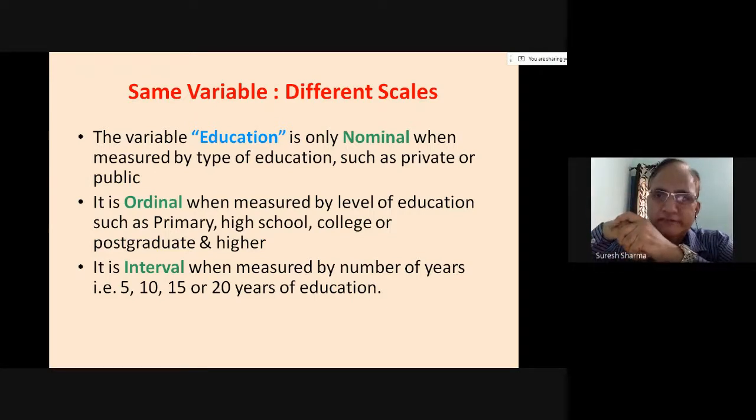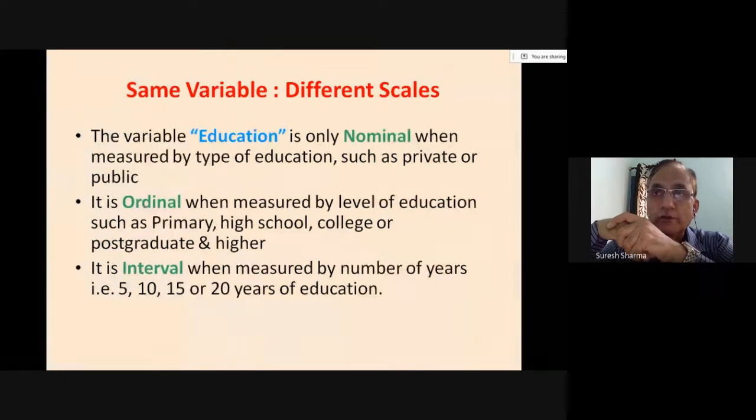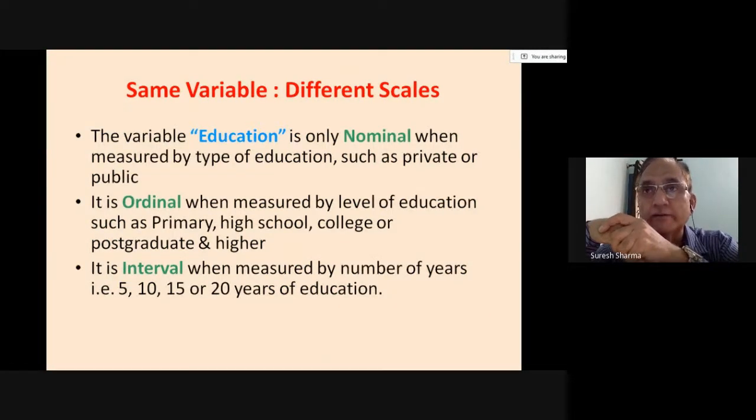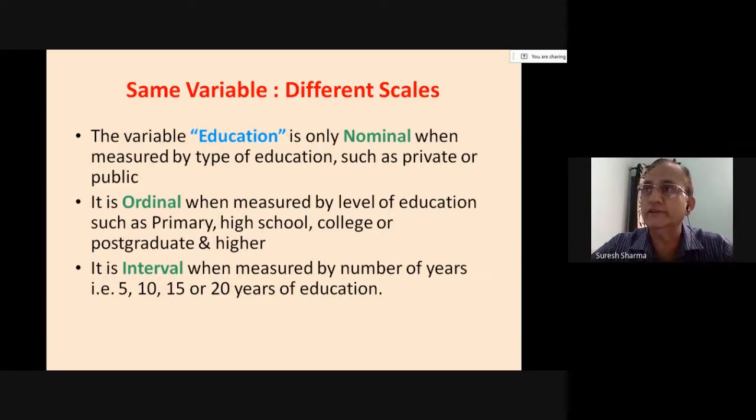Sometimes we deal with the same variable, and you can put this same variable into different scales. The question is, how do you measure? Let's look at education as a variable. Now, education can be measured from different points of view: number of years of education, type of education, level of education. How you are going to measure a particular aspect of education will determine the scale.